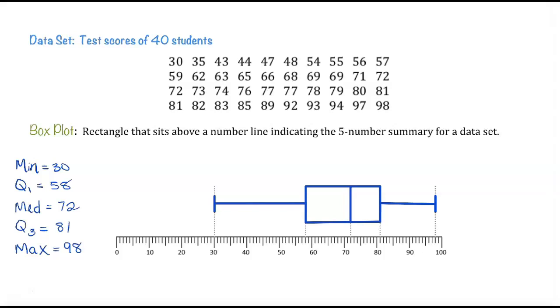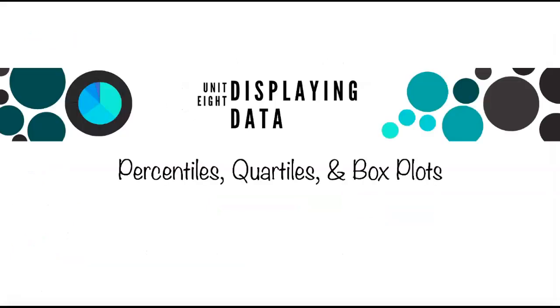You can also tell from the box plot that students that scored in the first and second quartiles have scores that are a lot more spread out than students that scored in the third and fourth quartiles. A box plot is a very useful way to display data. And that will conclude this lecture video on percentiles, quartiles, and creating a box plot.